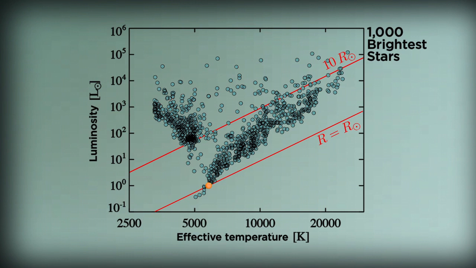Using the same logic, we can draw a line for stars 100 times bigger than the Sun. And now we see why the stars in the upper left are called giants. They are 10 to 100 times bigger than the Sun.